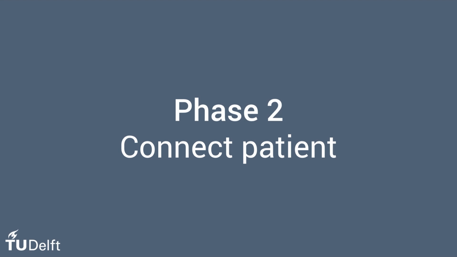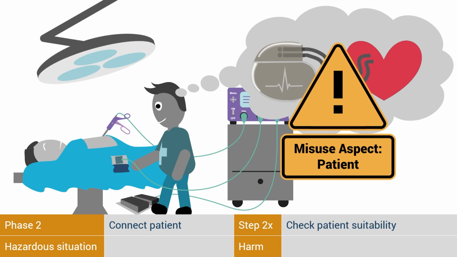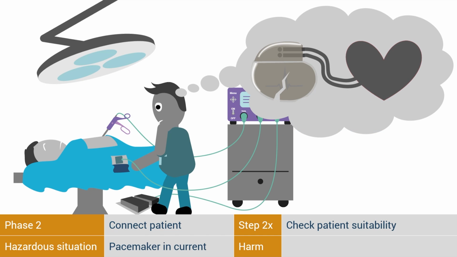In phase 2, connecting the patient, it would be good to check if the patient doesn't have a pacemaker, because using the scissors on such patients may damage or affect the pacemaker due to the currents running through the patient during use of the electrosurgical scissors. And that may of course lead to cardiac arrest.